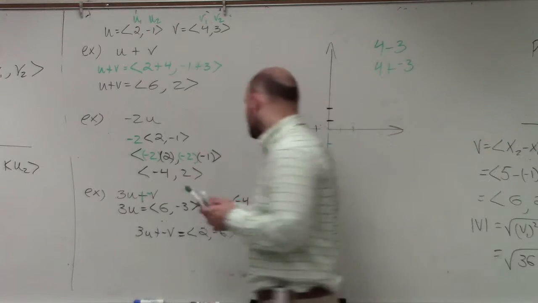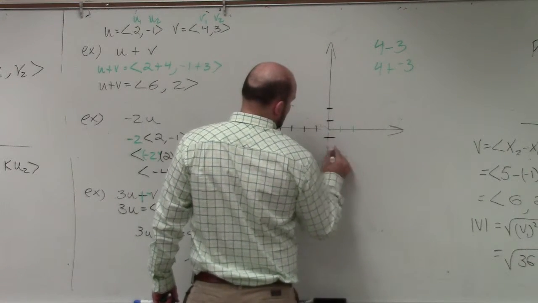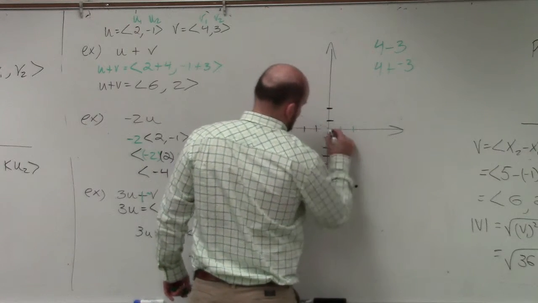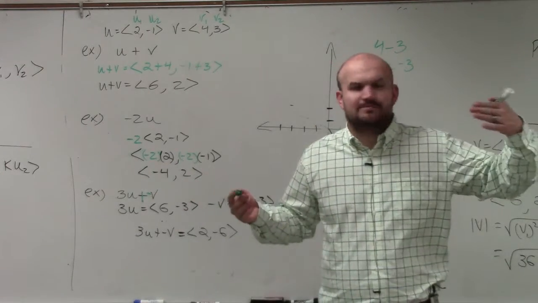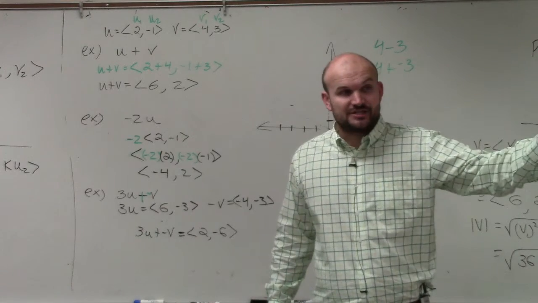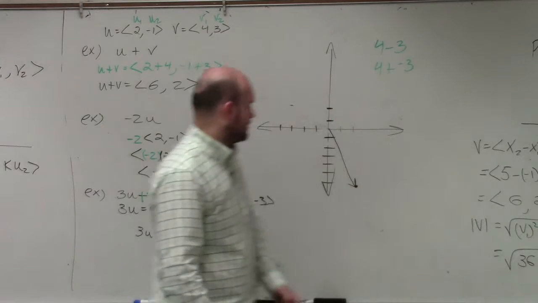So now I have 2, negative 6. So there goes 1, 2, and then this is 1, 2, 3, 4, 5, 6. All right, let's look at it. Again, do you guys remember vector addition? Vector addition is going tail to head, correct? So let's check my work.